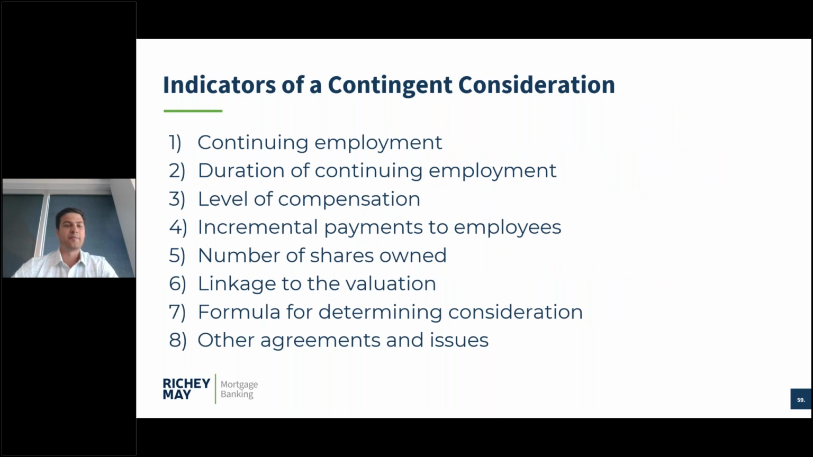And this is taken from the guidance ASC 805. There are a number of indicators of a contingent consideration, but for the sake of time, I'll just describe a few of them in detail. So, continuing employment. The terms of continuing employment of key employees or personnel in an acquisition may be an indicator of a contingent consideration arrangement. The relevant terms of continuing employment can be found in an employment agreement or acquisition agreement, and in arrangements in which the contingent payments are automatically forfeited if employment is terminated, this is compensation for post-combination services.